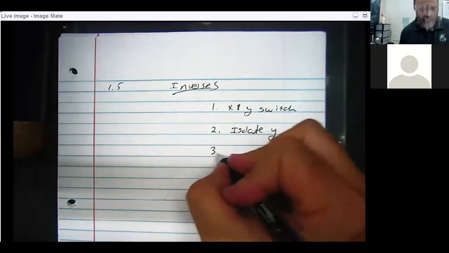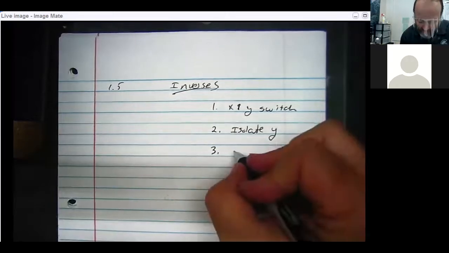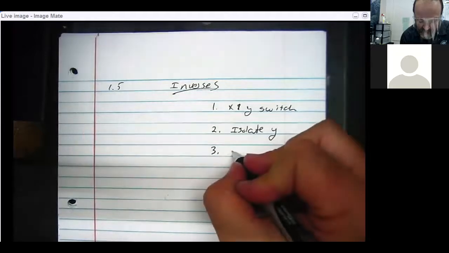And number 3, which in a sense is actually supposed to be number 1, but this is not how most students do it. Most students put their head down and they go, oh, that's when you swap x and y and you go for it. But really what you're supposed to do is check to see if the function is 1-to-1.